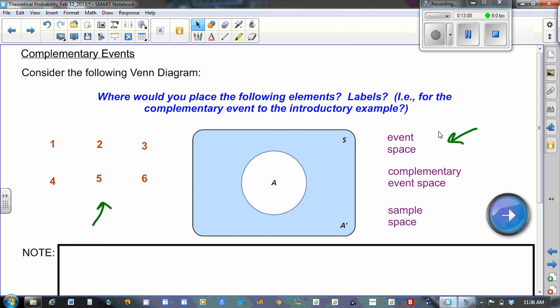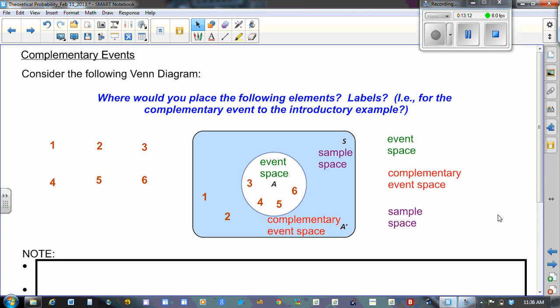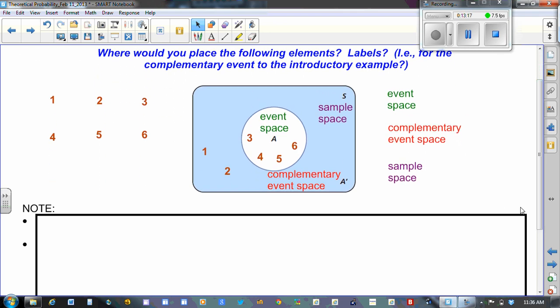Okay, well, seeing that you've got them placed now, let's check in and see if you've got the answers to this. So, much like we did before, the labels end up in the same place. The event space is still A, which is 3, 4, 5, 6 as the number of elements, and then 1 and 2 are still out there outside of A, but they're now occupying the complementary event space, because those are the outcomes that we're not looking for.